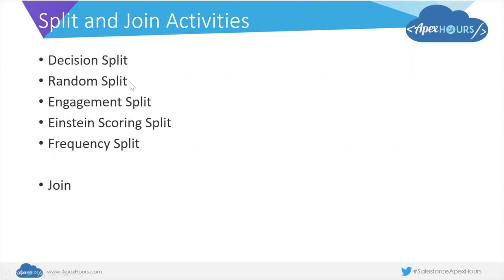The random split is used to divide the contacts in the journey into different random groups. You can set as many as 10 different groups and route the customers through different paths.